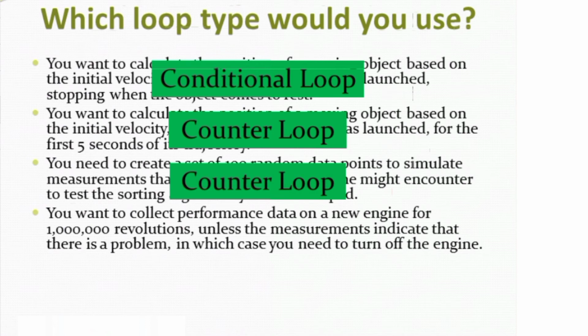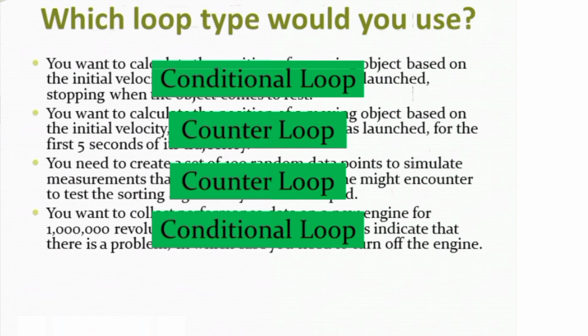Well, you see that we have the million revolutions there, so you might initially think that we were going to use a counter-based loop. However, we have that second part of the statement that says unless the measurements indicate there's a problem. So for this case, we'd actually have a conditional loop with 2 conditions.